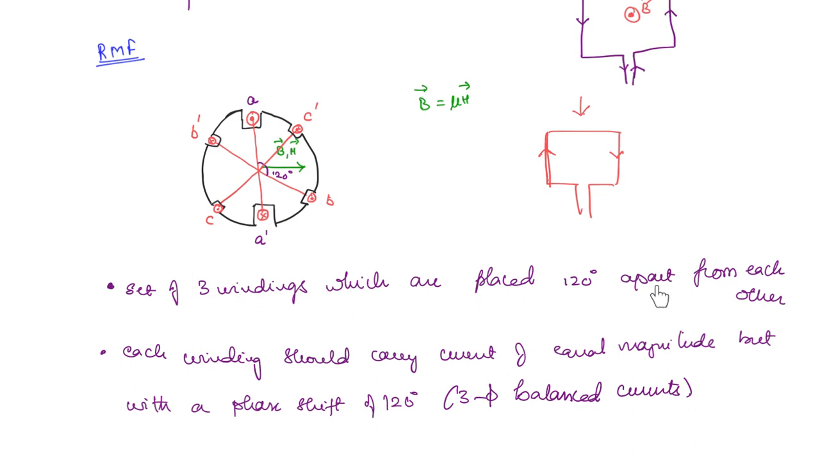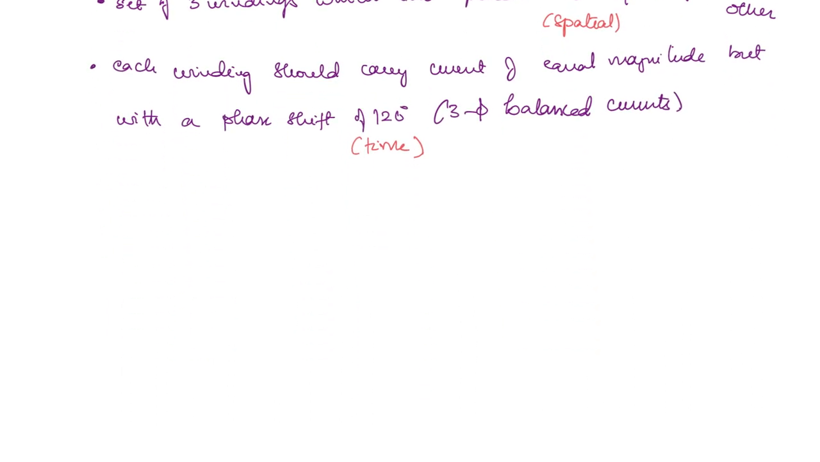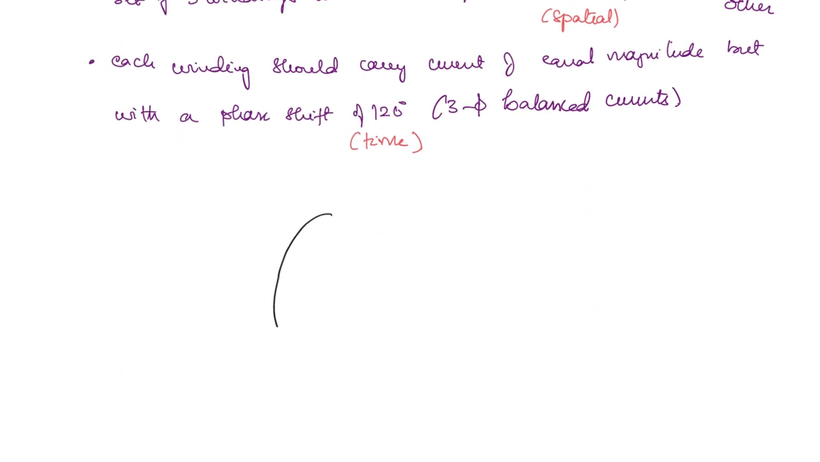So in the first point we are talking about this 120 degrees apart with respect to spatial difference, and this is with respect to time. 120 degrees apart spatially, 120 degrees apart with respect to time. Understand the difference. Let us now see what will be the equivalent magnetic field that we can get when we are using this type of setup.